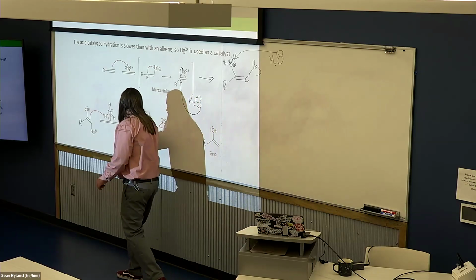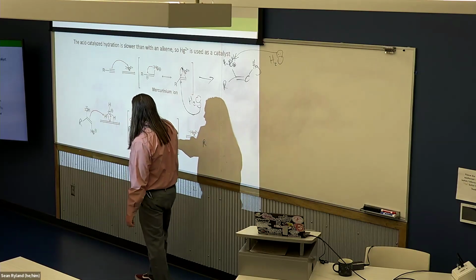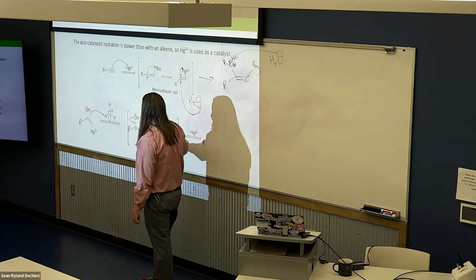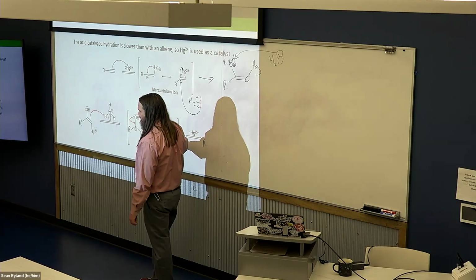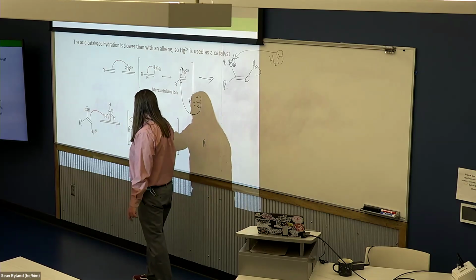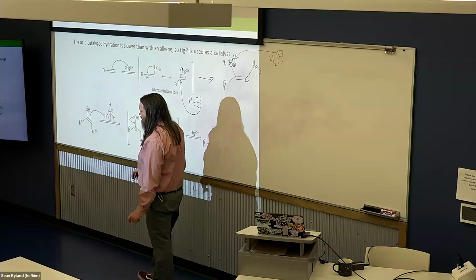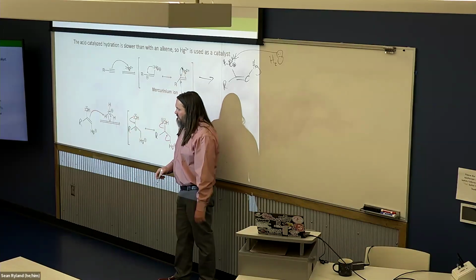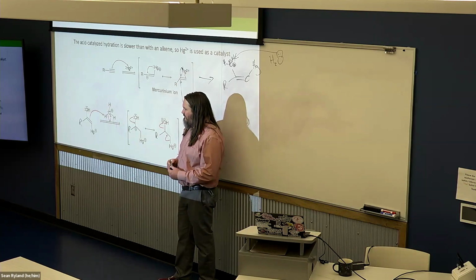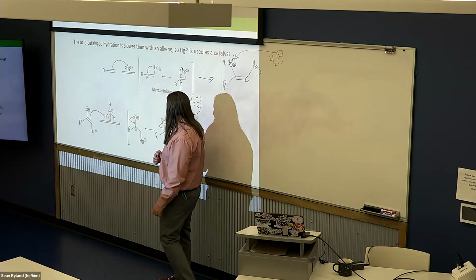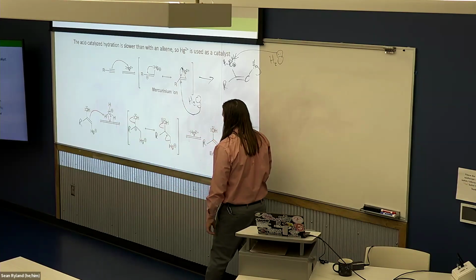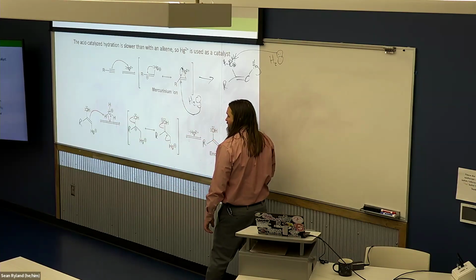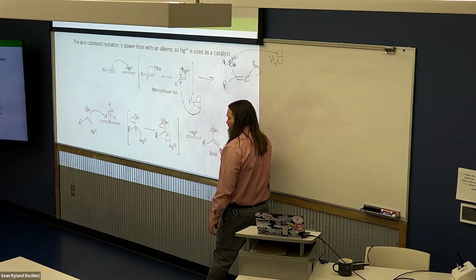I don't know really why they're showing it from this resonance. This is the more stable resonance structure, so I guess that's why they would be showing it from here. But either one of these, you can show the same step. The carbon-mercury electrons move over to the empty valence of the carbocation, and then mercury leaves once again.